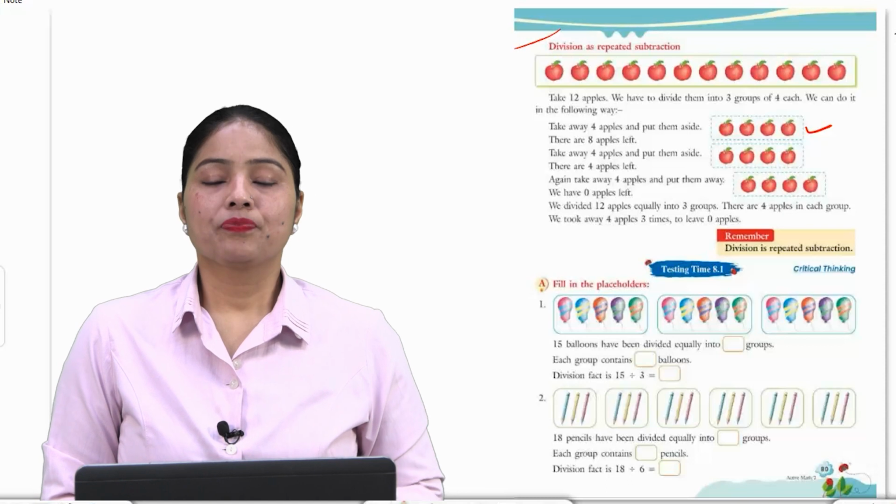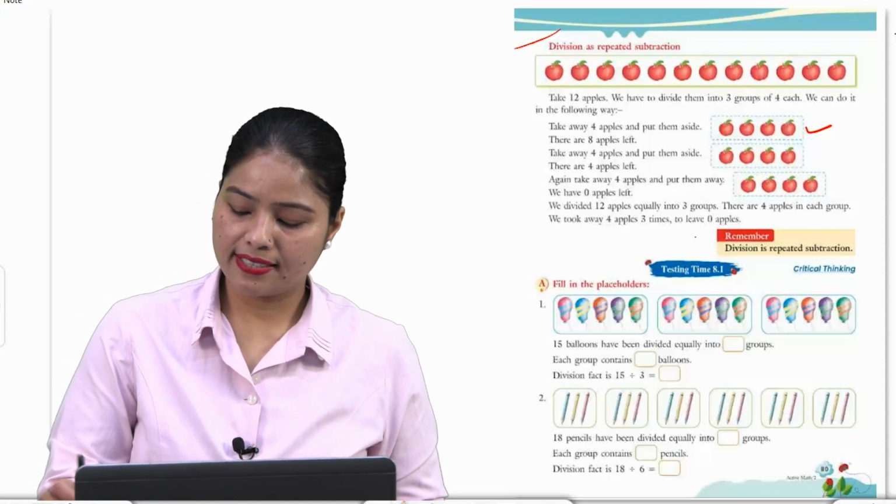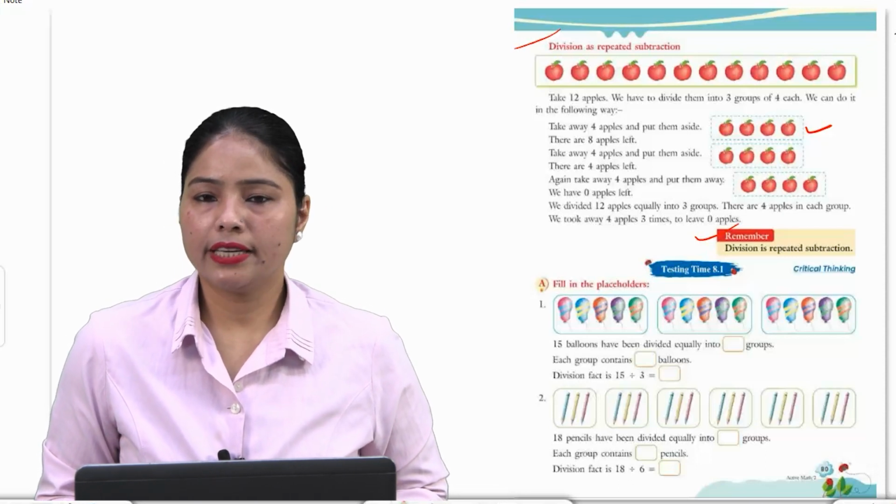Now remember, division is repeated subtractions. Just do revise this beta. Okay. So now move on to the next one. Testing time 8.1.